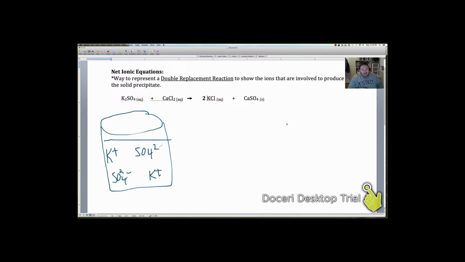So when I make an aqueous solution by taking usually some kind of solid powder and dissolving it in water, the dissolving process causes the K2SO4 to what we say dissociate. And dissociate means to break apart. So the K2SO4 compound dissociates, or breaks apart, into the potassium ions and the sulfate ions that make it up. So right now they're just floating around in that solution. That's also true for our other reactant, the calcium chloride.